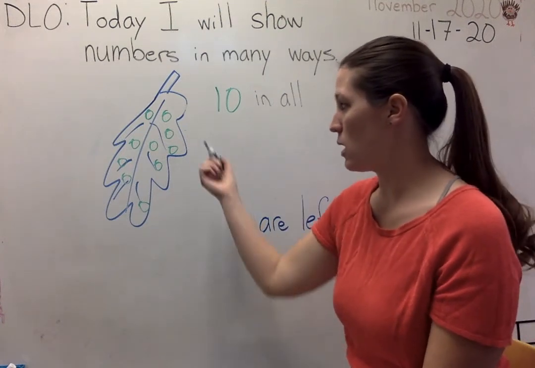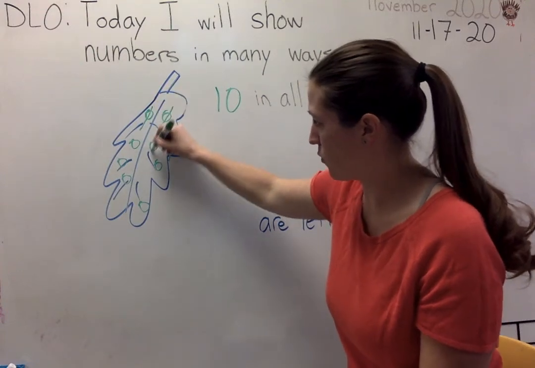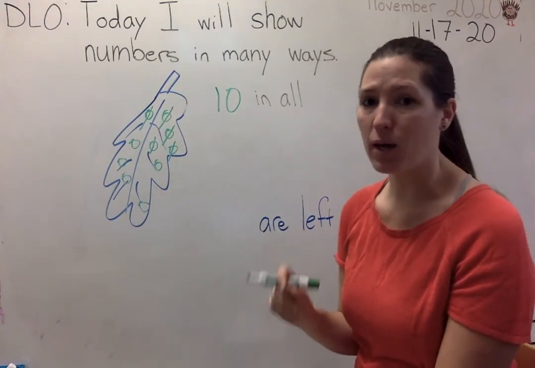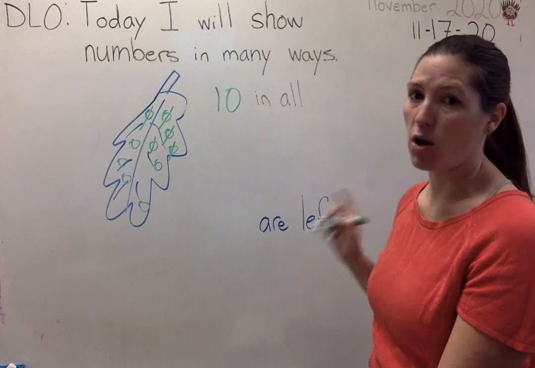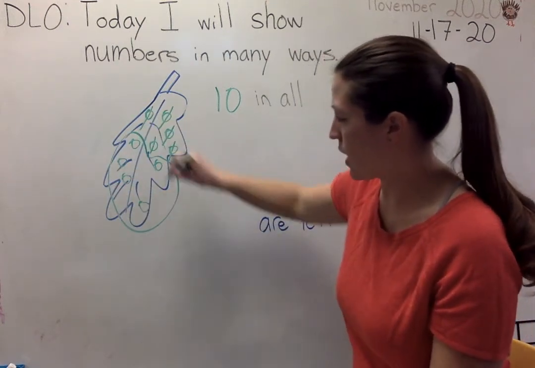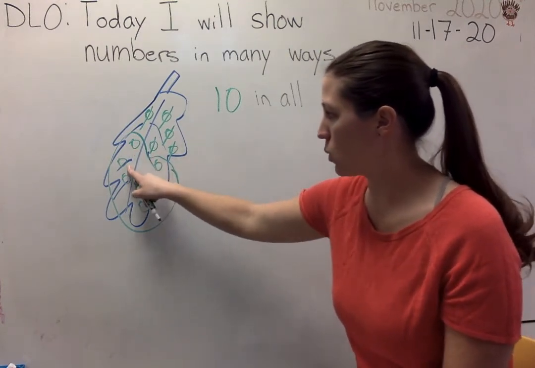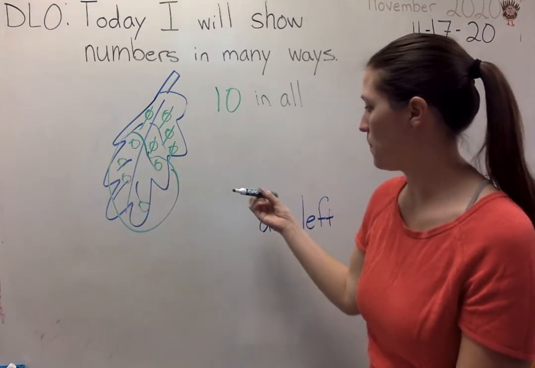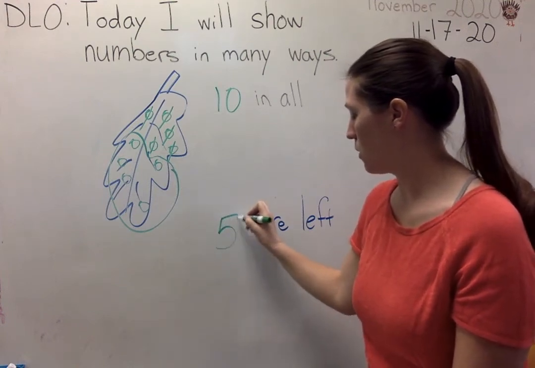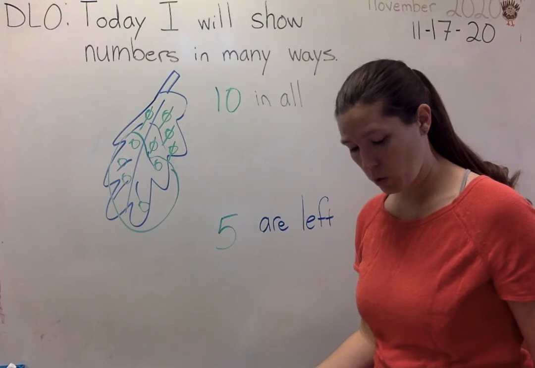Cross them out with me. Ready, go. 1, 2, 3, 4, 5. How many bugs are left on the leaf? And I could circle them to make sure that I have them all. Now let's count. 1, 2, 3, 4, 5. 5 are left.